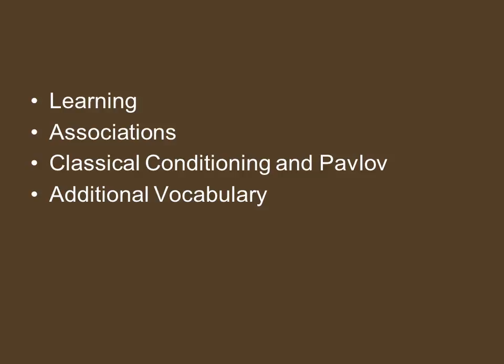So here, to recap this presentation, make sure you know learning, what associations are, classical conditioning and Pavlov, and then the additional vocabulary terms: acquisition, first order and second order conditioning, extinction, generalization, discrimination, and spontaneous recovery.